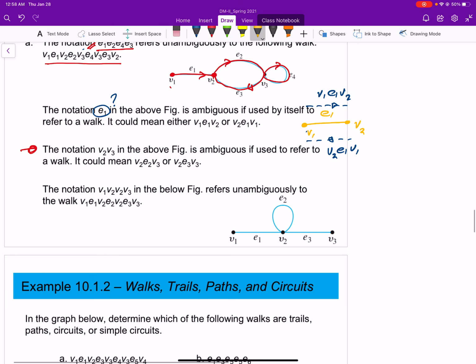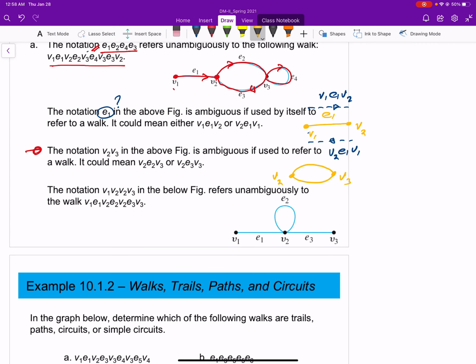Now let's talk about V2 and V3. You have V2 here, V3 there. There are two edges between these two vertices. Okay. And there's another thing, here's the loop.